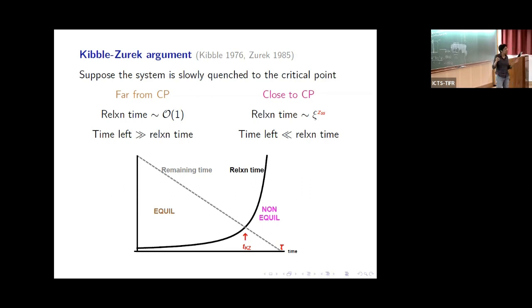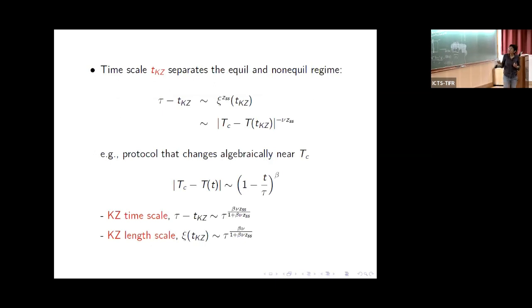Okay, so there are these two regimes which are separated at a time t_KZ, where these two time scales are of the same order. So I'll be referring to this t_KZ a lot, so please just keep this in mind. It's the time scale which separates the equilibrium regime and the non-equilibrium regime, and it's the one where the time left, that is the time spent in the non-equilibrium regime, is of the order of the relaxation time. So that's what I've written here. The remaining time is of the order of psi to the power z_ss. Sorry, I forgot to say, z_ss is the stationary state exponent. That is the time scale associated with the decay of the stationary state fluctuations. So this will determine t_KZ.